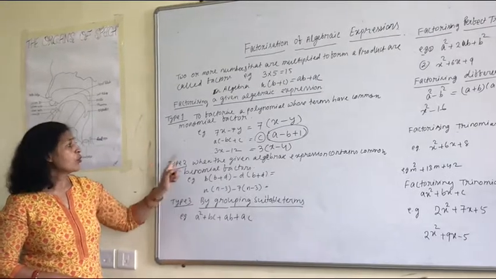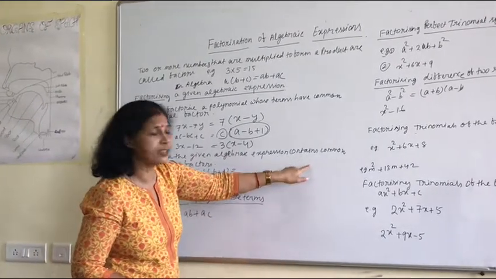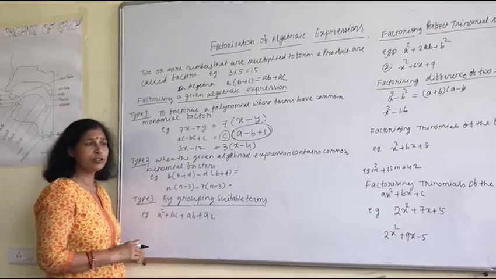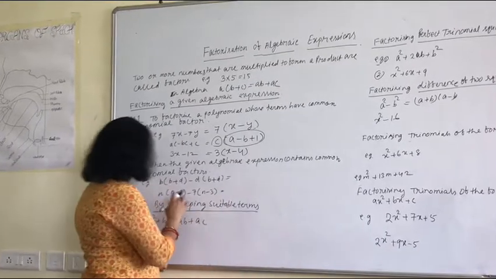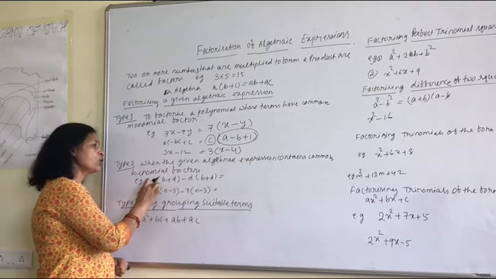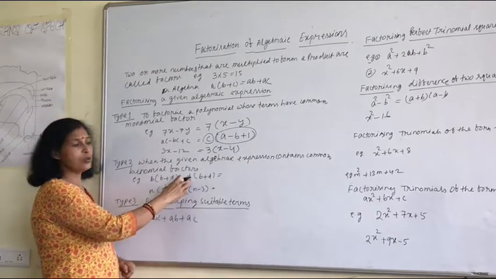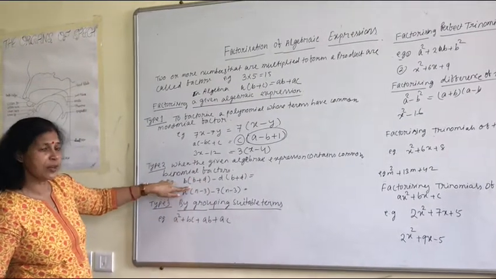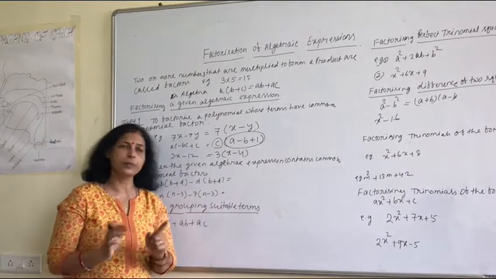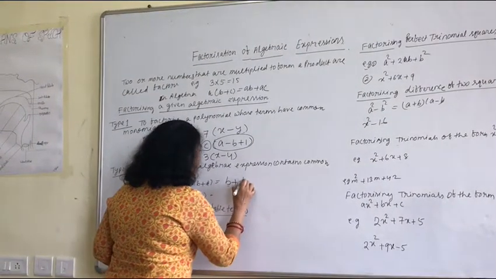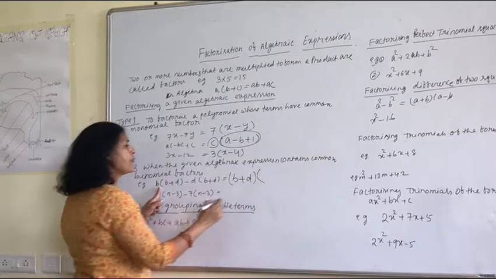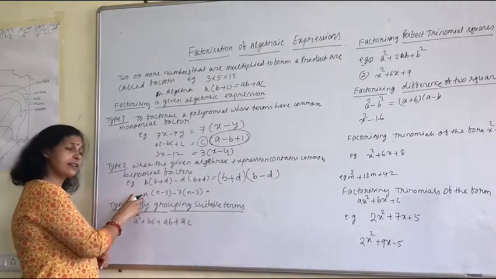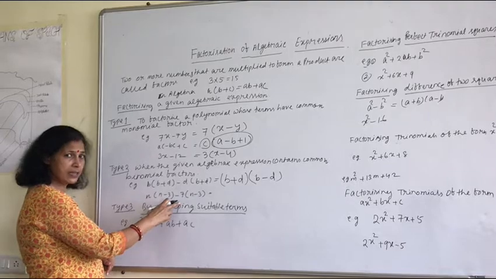Now type 2, when the given algebraic expression contains common binomial factors. Suppose four terms are there, you have to find out the factors. Take an example: b into (b plus d) minus d into (b plus d). The (b plus d) is present in both the first term and the second term. So you take common (b plus d), and b minus d is left. Now another example.